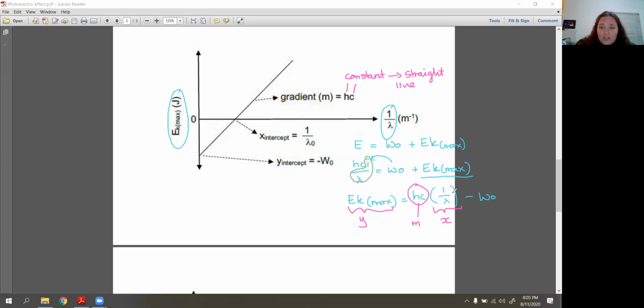The gradient isn't going to change. And then here, once again, we've got a negative y-intercept, which is going to be negative the work function. So if you work out exactly what that value is, that'll tell you the work function. And over here, your y-intercept is going to effectively tell you your threshold wavelength. Okay, so that'll be your threshold wavelength, and we can work around this.